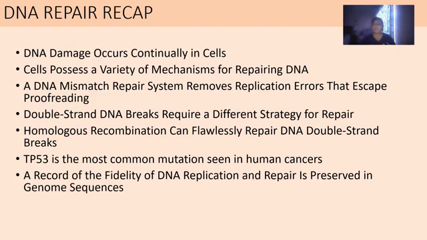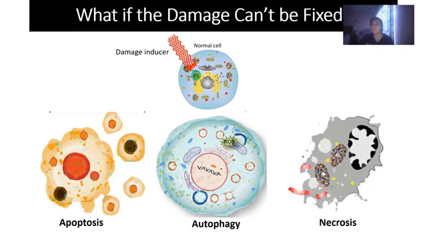And then p53 is the most common mutation that is seen in human cancers, and it is an important integral part of DNA replication and repair control to preserve our DNA sequences. So what happens if DNA cannot be fixed?